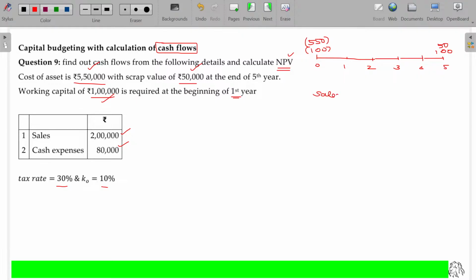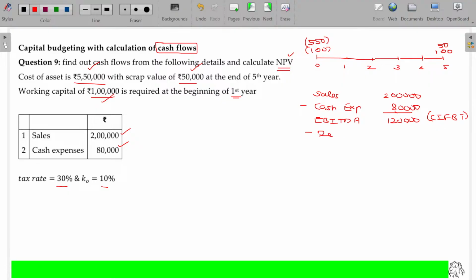Sales being 2 lakhs minus cash expenses 80,000. The value what you get here is called EBITDA, earnings before interest, tax, depreciation, amortization, or cash inflow before tax.